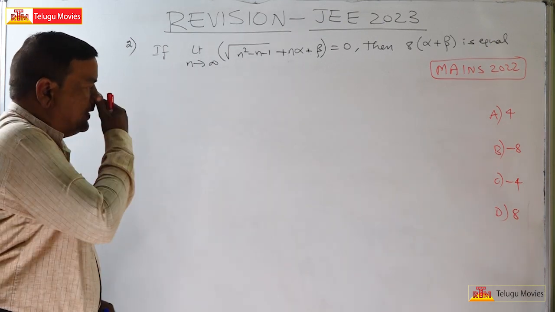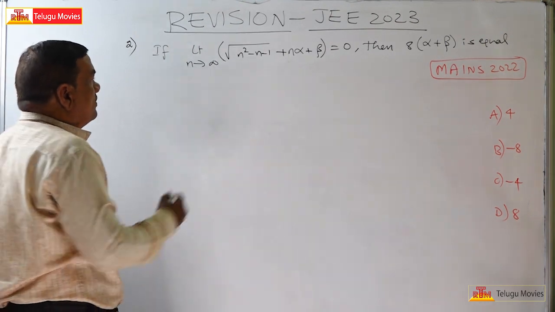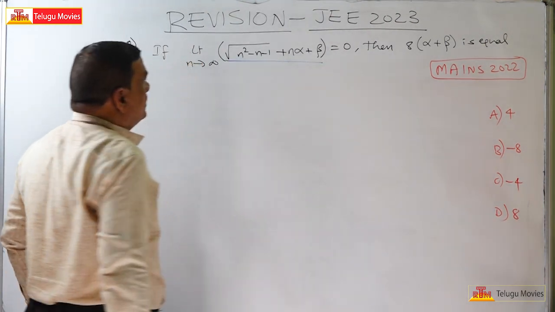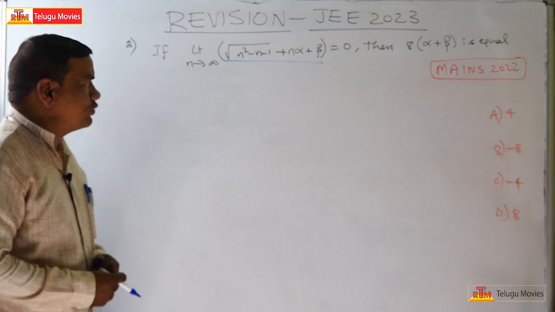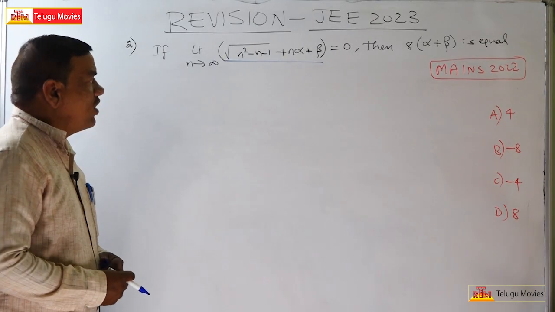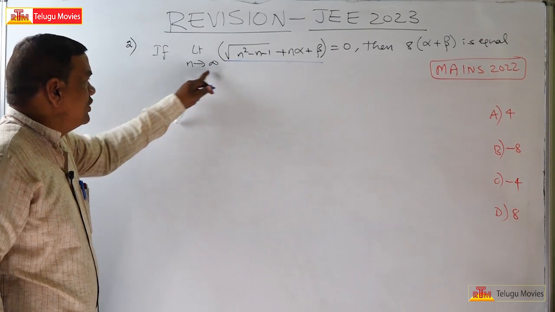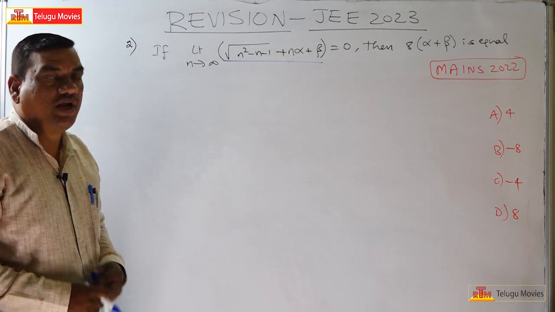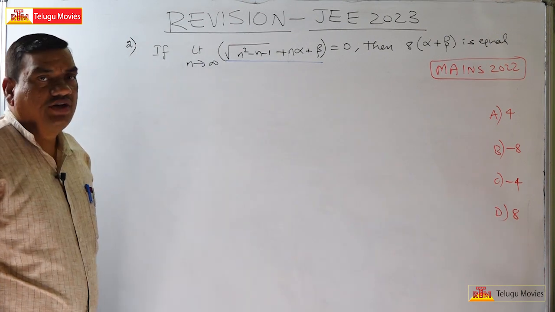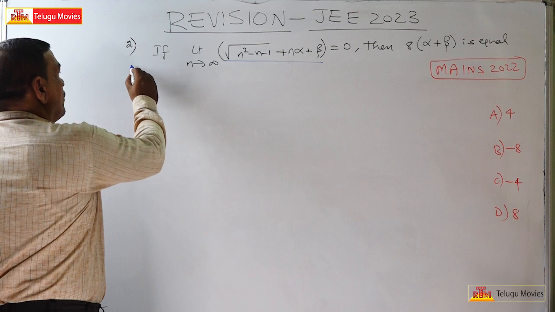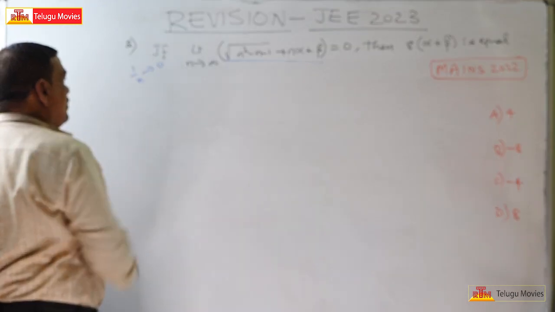As n tends to infinity, the limit of this function, that is root of n square minus n plus n alpha plus beta, is 0. Wherever n tends to infinity, always try to write 1 by n tends to 0. We know that.